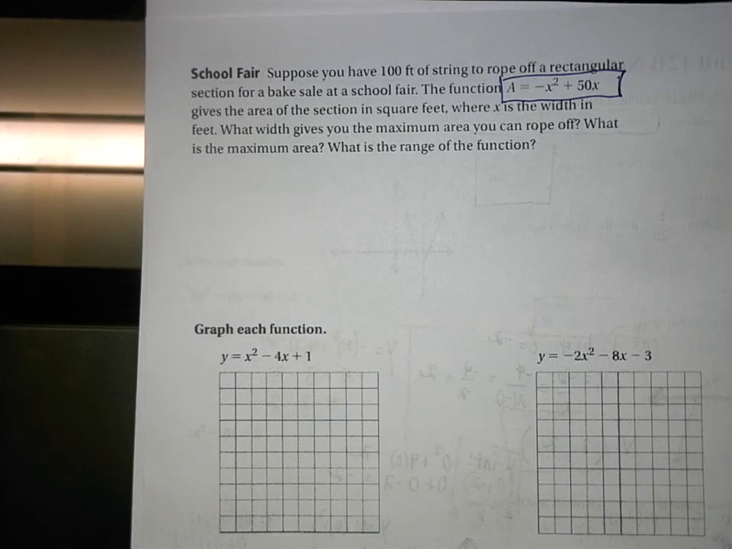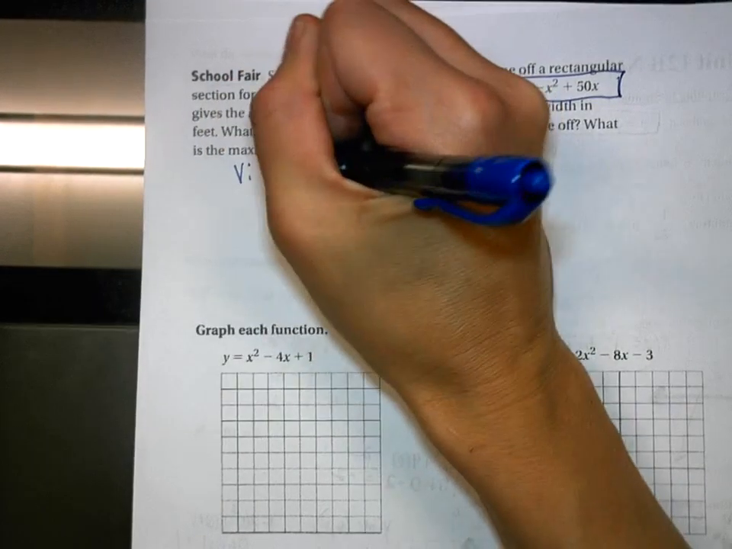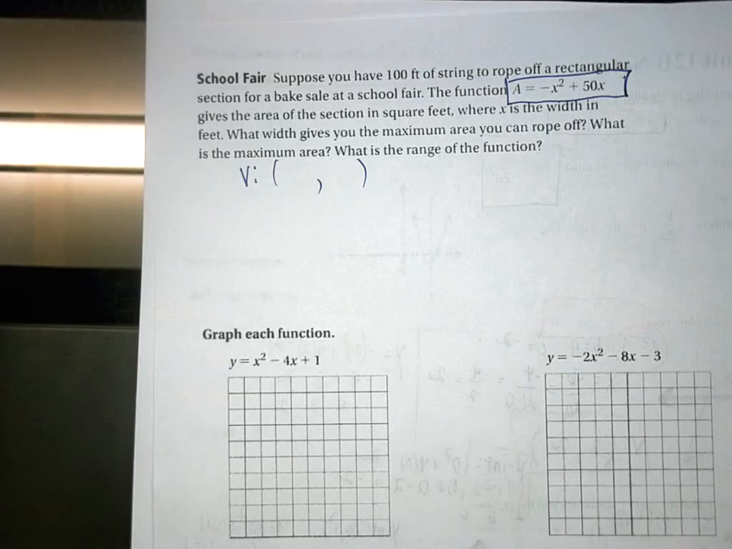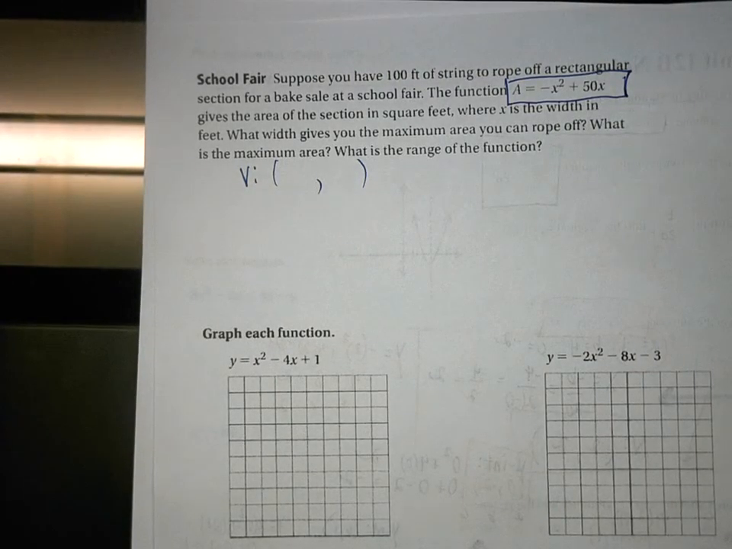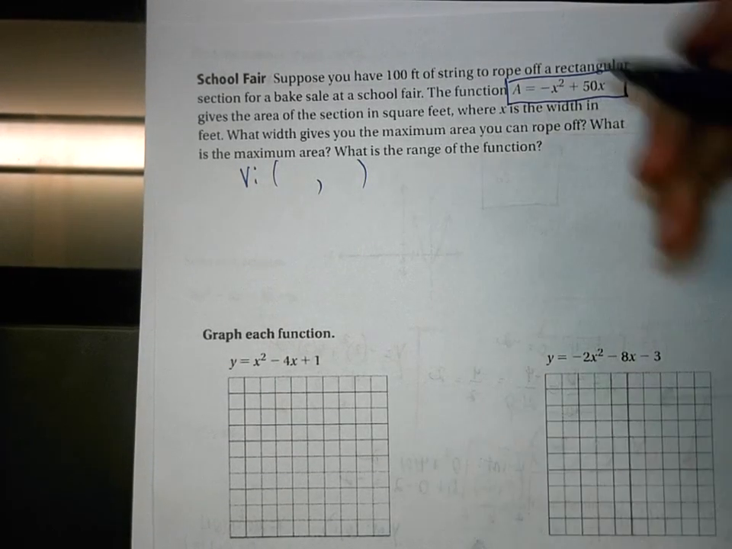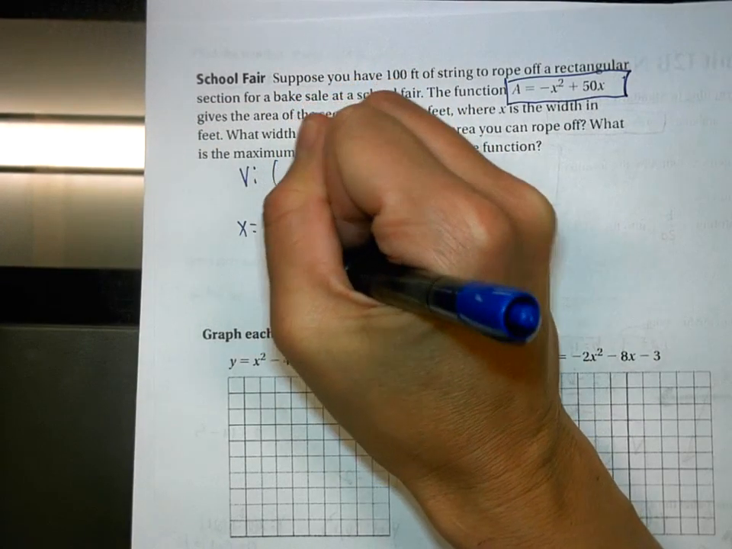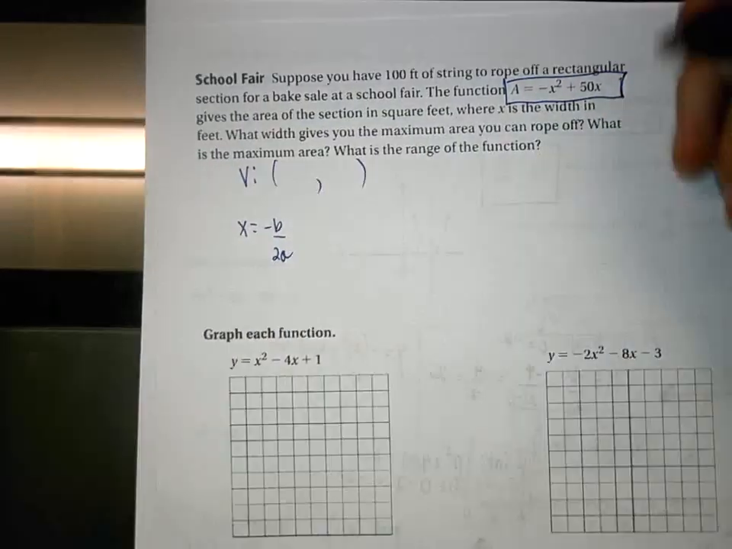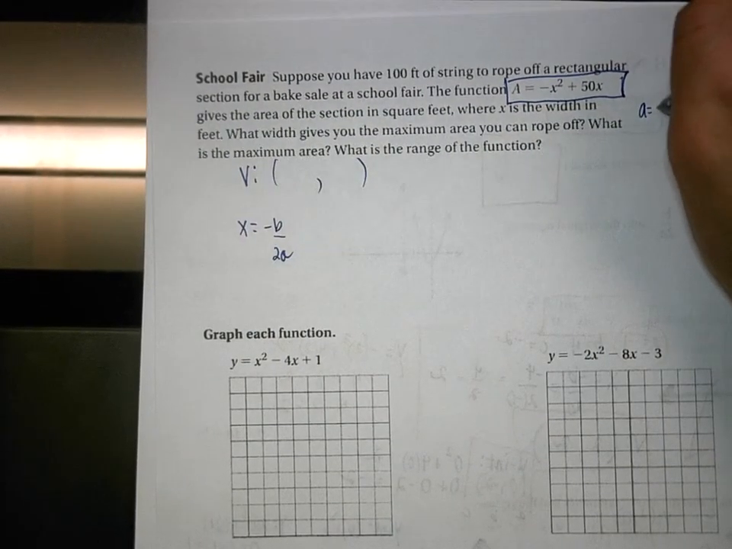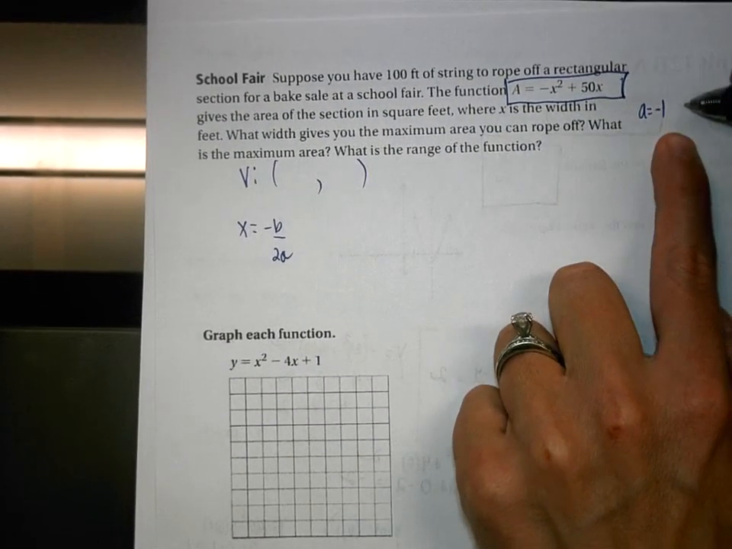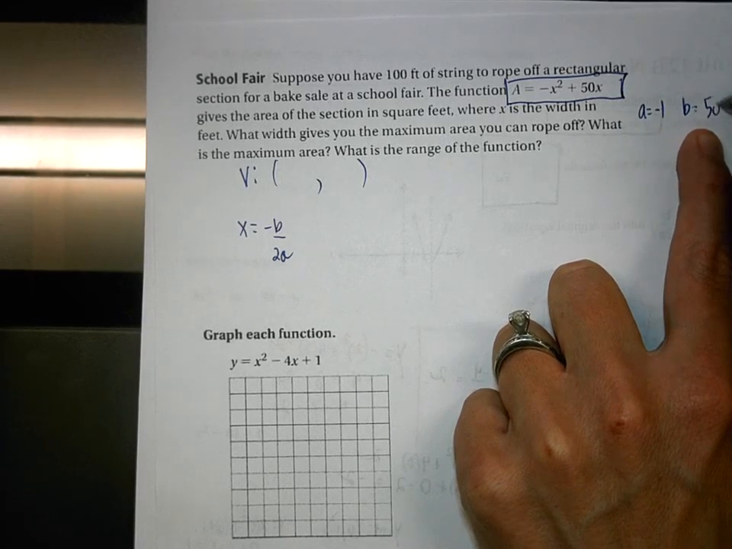So guess what? This is just like the last one. What information do we always need when we're finding maximum and all that stuff? The vertex, okay? And so we know we need to find the vertex. So how do I find the vertex? x equals negative b over 2a. So in this problem, what does a equal? Negative 1. What does b equal? 50. And what does c equal? 0.